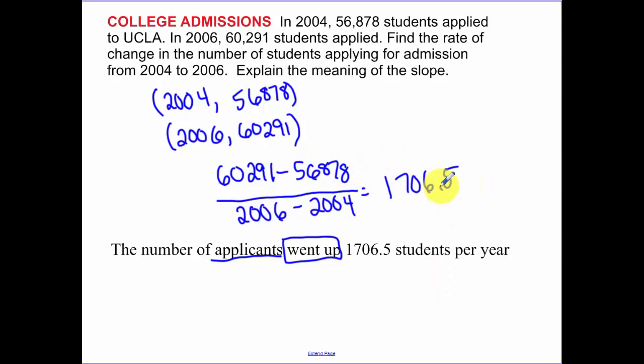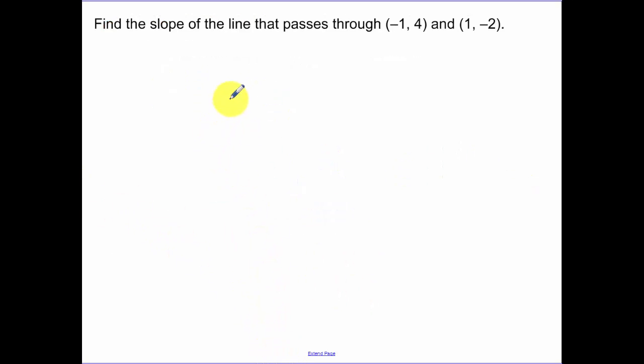Let's look at this fraction here. What were these numbers standing for? That was students on the top. On the bottom, what were the units? Our units were years. So we had students per year. And that's what rate of change is. So when I ask you to find rate of change, that's all you're finding: the slope of the line that passes through those points.